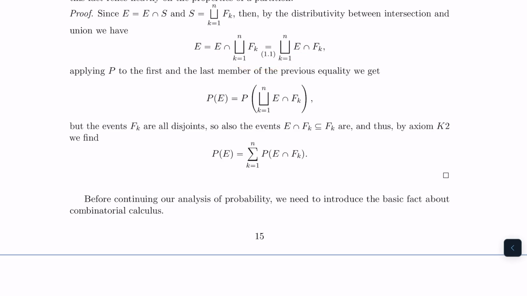Let's now apply the probability function to the first and the last member of this equality. We obtain this relation here. The last thing that we have to recall in order to conclude the proof is that the events Fk are all disjoint, and so also these events here are disjoint. Thus we have a disjoint union, and thanks to the axiom K2, we can write this probability like this.